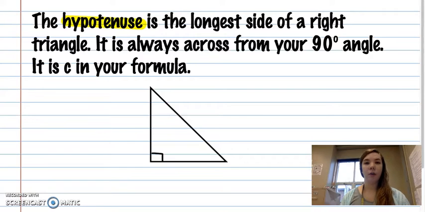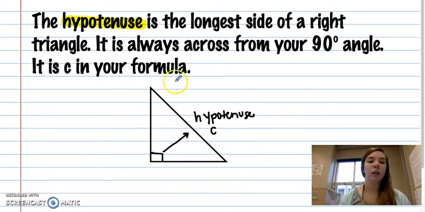So today we're going to focus on finding the hypotenuse. In your right triangle, you have three sides. These two sides that are shorter, we call the legs. The hypotenuse is the longest side, and it's always across from your 90-degree angle, which in right triangles they mark with the right angle symbol, this little square in the corner. So this is your hypotenuse, and it's always labeled c.